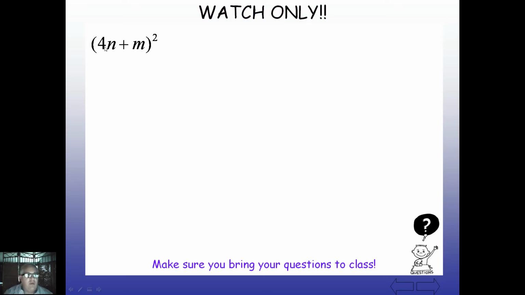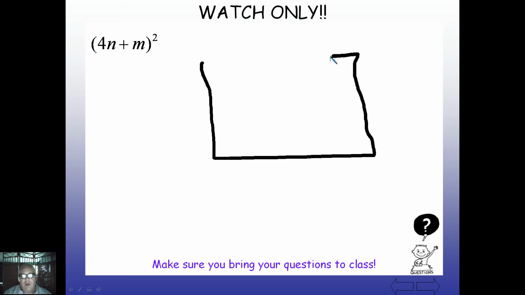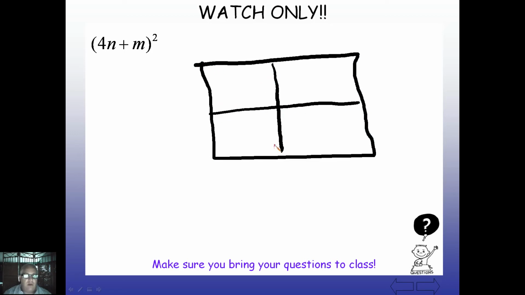Now, here you've got 4n plus m quantity squared. So let me go ahead and grab this pen here for you and let's get to work. Right here, I'm going to draw a nice, maybe not so pretty, but effective, 2x2 box. Change the colors here so we can see what we got. I've got 4n plus m here, 4n plus m here. And let's start filling this in real quick, just like back when we did multiplication tables.